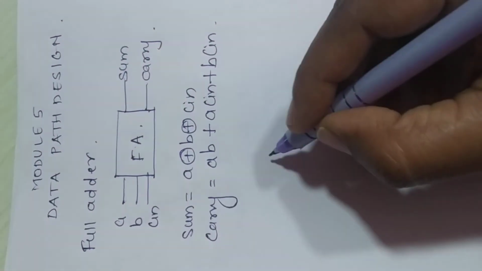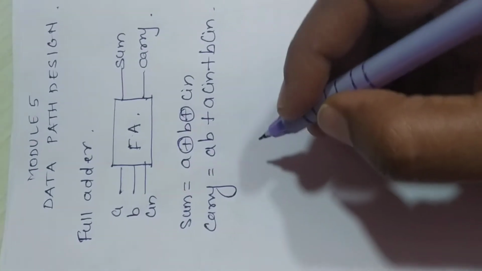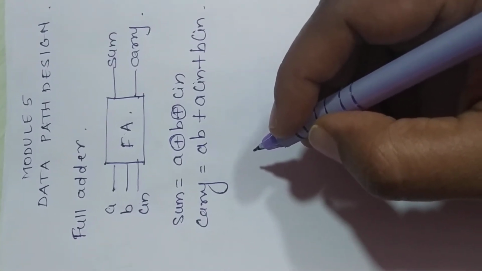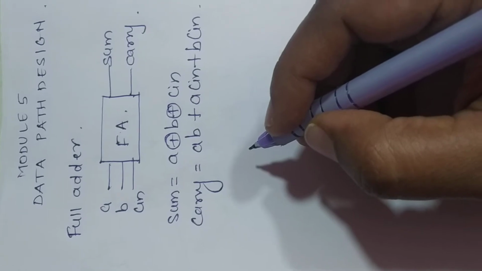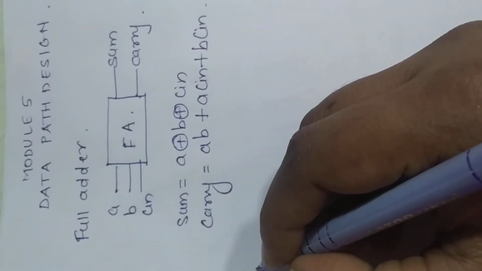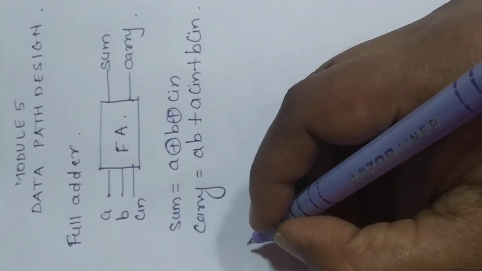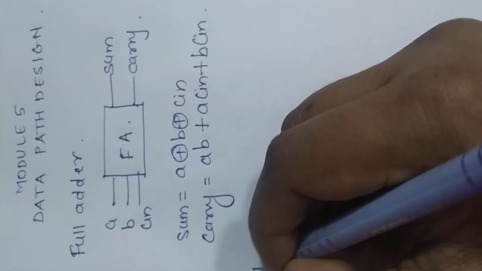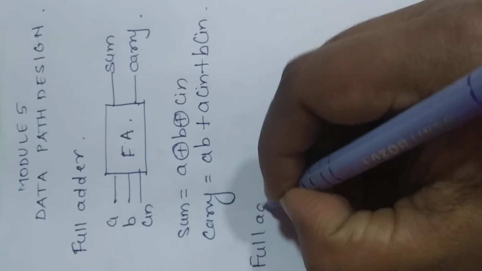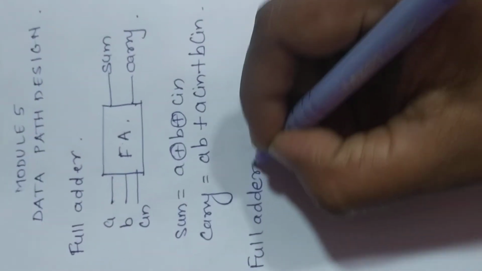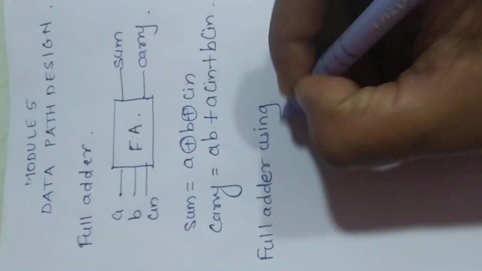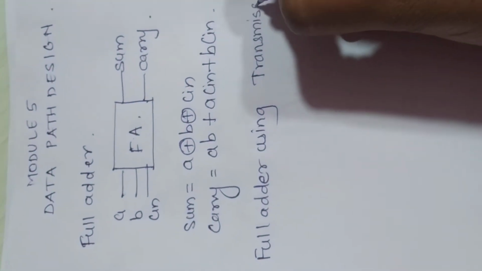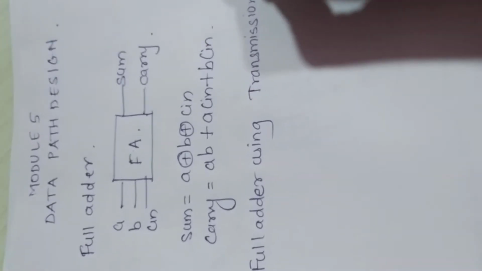Now this full adder I can implement by using static CMOS logic, also pass transistor logic using CPL, or by using transmission gate. Today we are going to implement this full adder using transmission gates.